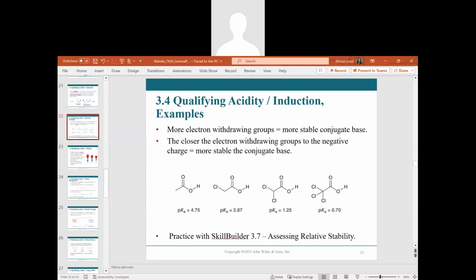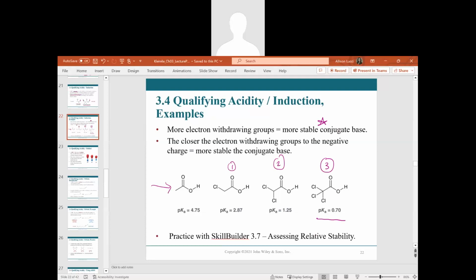So let's look at some of these pKa values and see if we can see this trend now through induction. More electron withdrawing groups will give us a more stable conjugate base. That's the take-home note from the slide here. So we have our acetic acid with no electron withdrawing groups, then one electron withdrawing group, two, and then the trichloro form of our acetic acid here. Notice the pKa is the lowest. It's below 1 at this point, so this is now a fairly strong acid.